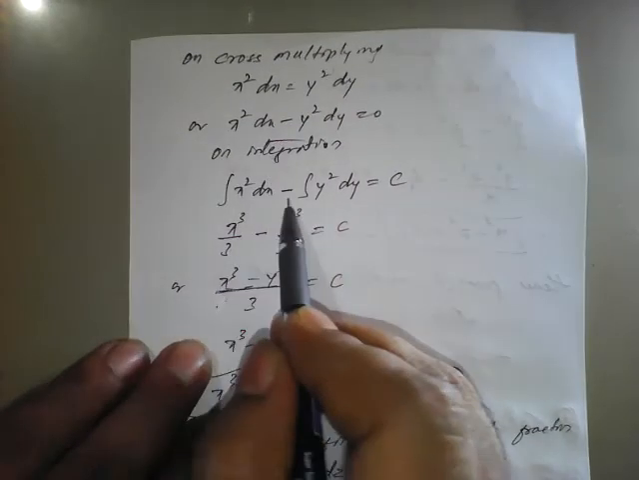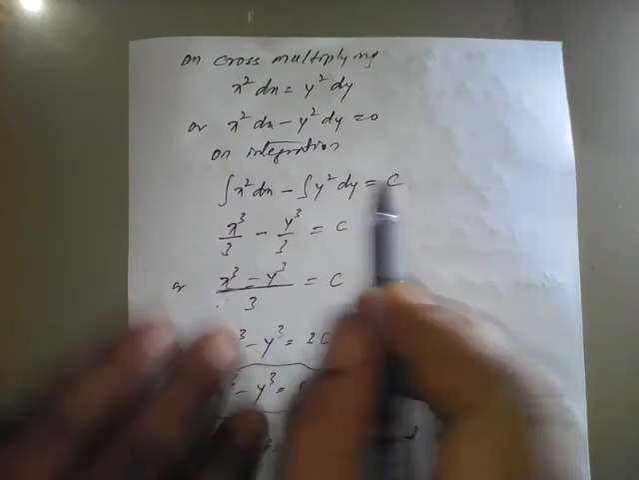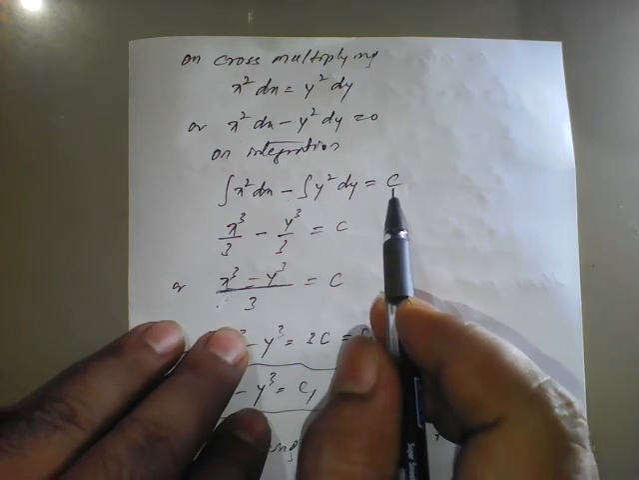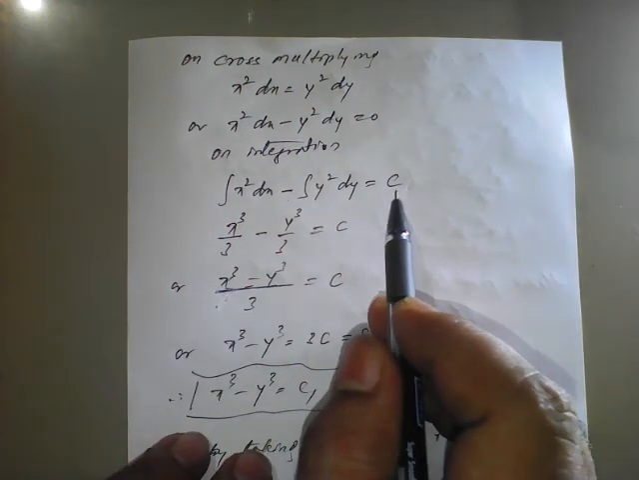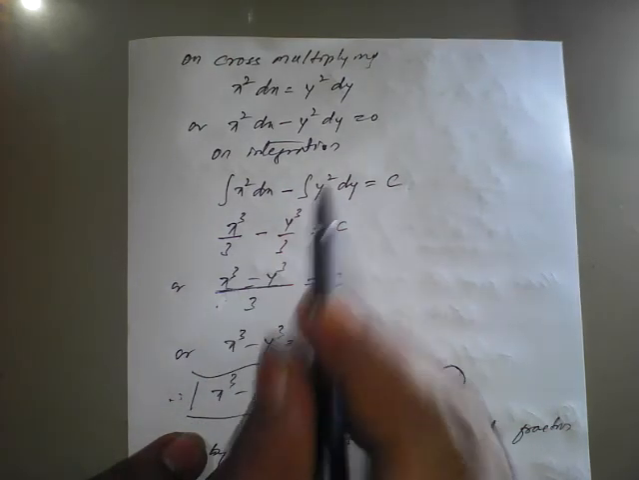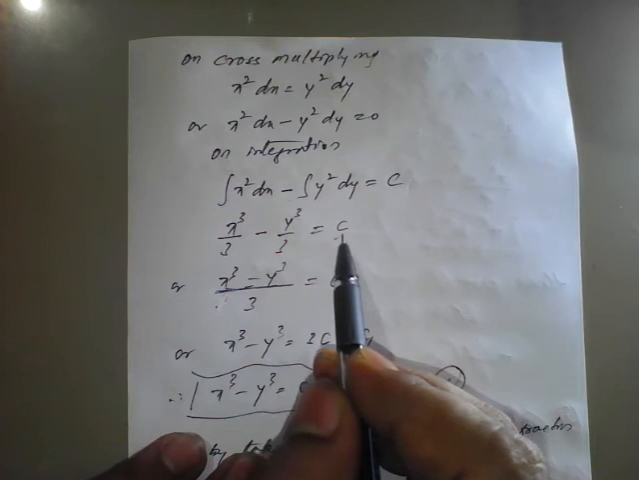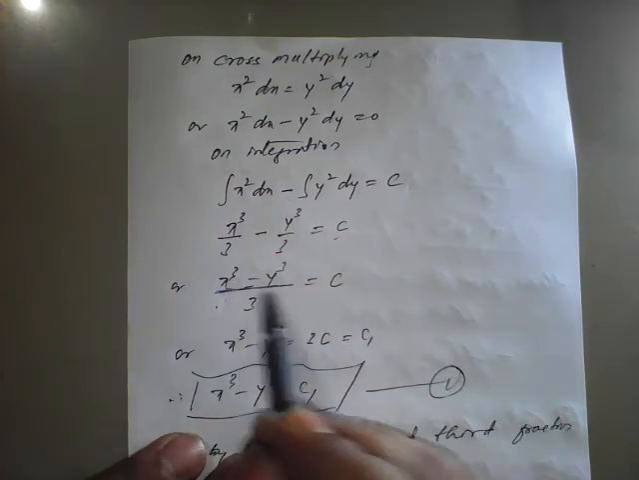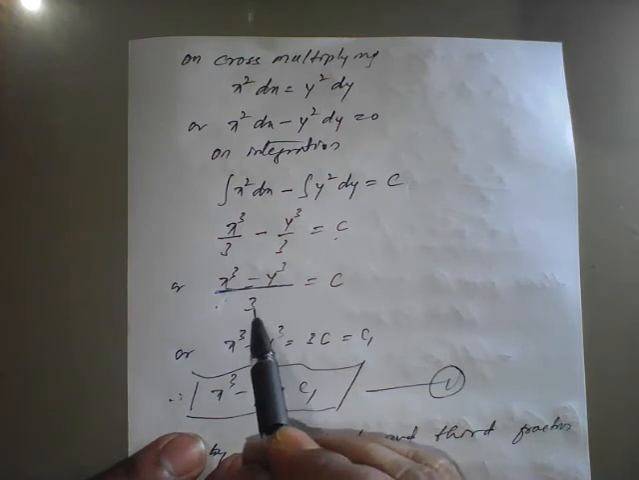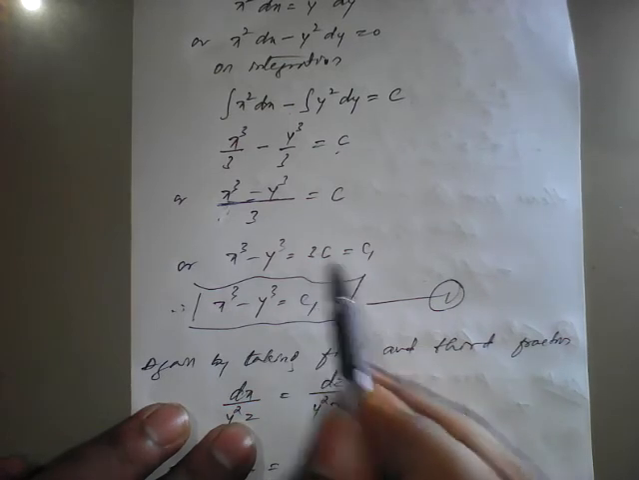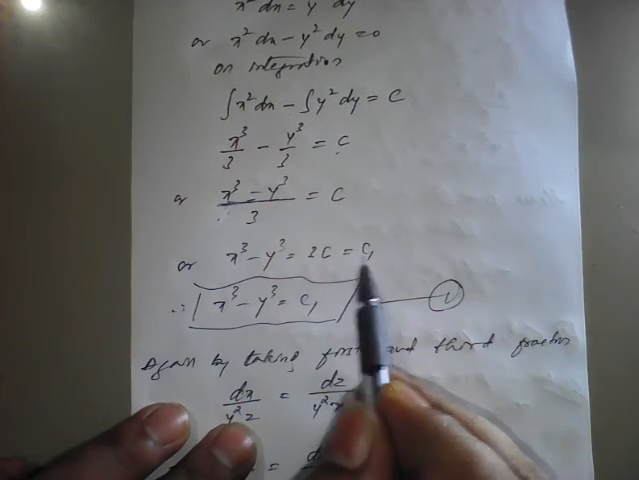On integration, take the integration of x square dx minus the integration of y square dy. Integrating, we need to add an integrating constant, I have taken c. So the integration of x square is x cube by 3 minus the integration of y square, which is y cube by 3, and the integrating constant as it is. Take the LCM, which is 3, so it will be x cube minus y cube is equal to 3c.